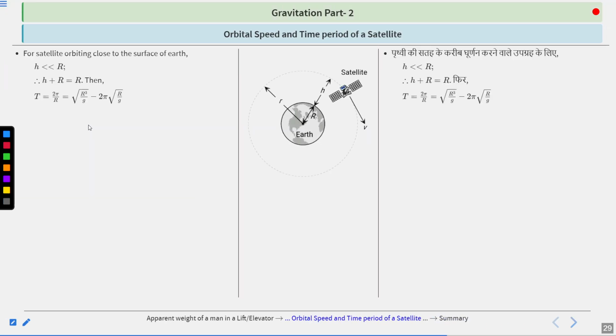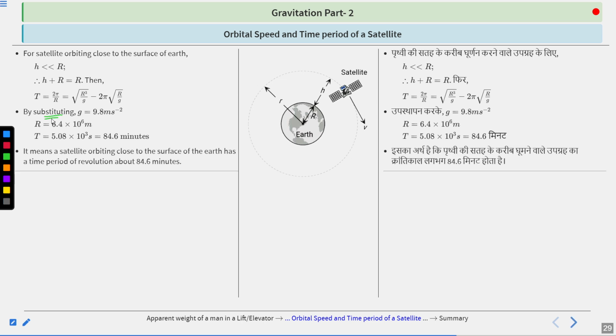For a satellite orbiting close to the surface of Earth, R_e is much higher than the height. Then by substituting g equals 9.8 meters per second squared and R_e equals 6.4 into 10 power 6 meters, the time period is equal to 5.08 into 10 power 3 seconds. That will be equal to 84.6 minutes. It means a satellite orbiting close to the surface of the Earth has a time period of revolution of about 84.6 minutes.